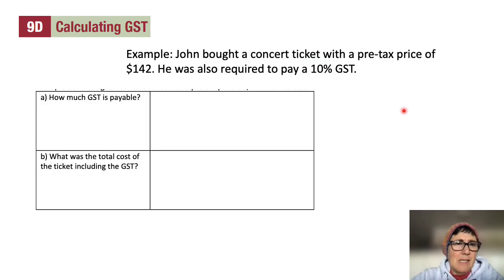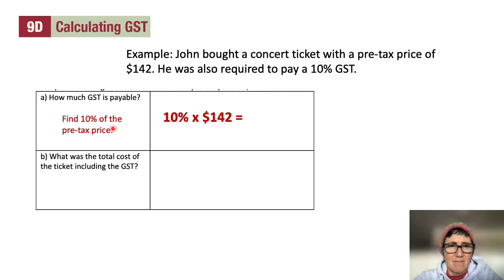Here's an example. John bought a concert ticket with a pre-tax price of $142. He was also required to pay a 10% GST. So the first question says, how much GST is payable? To find out how much GST, we find 10% of the pre-tax price. 10% times $142 is $14.20. What was the total cost of the ticket including the GST? So how much did John actually pay?